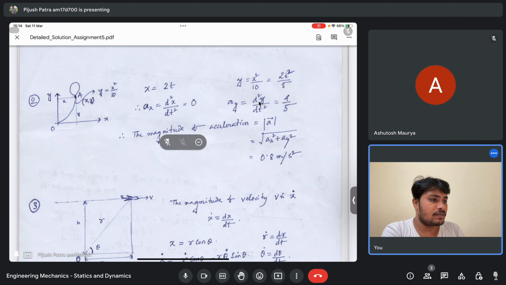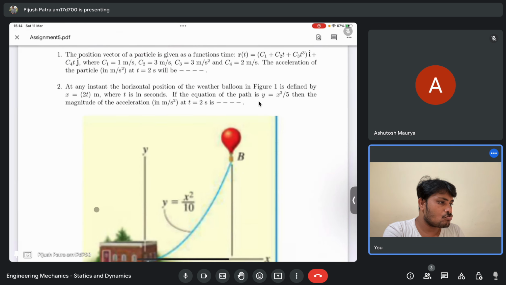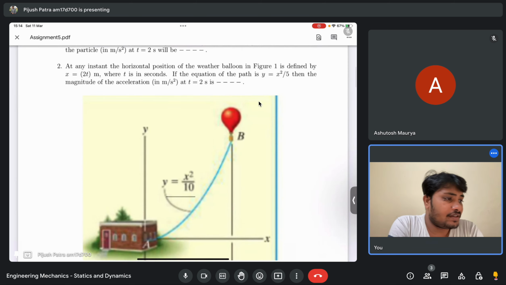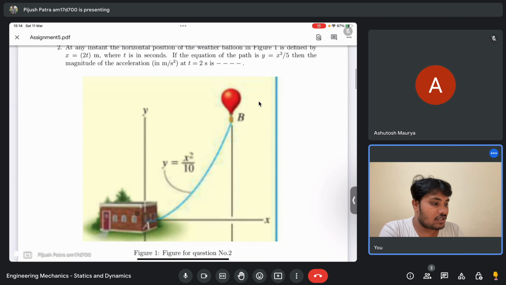So the next question says that at any instant the horizontal position of the weather balloon in figure 1 is defined by x equals 2t. If you see the picture, you have a weather station and you are launching a weather balloon with a GPS inside, which will measure mostly the temperature with height, and that balloon is following this path. If you draw that path in the xy plane, it shows that y equals x square by 10. So it's a parabola, like y equals a x square.